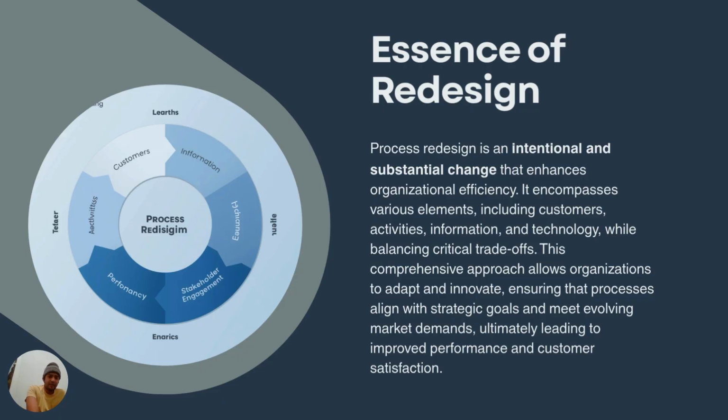I have a diagram here which shows how this works. There's process redesign. You have to consider the customer. You have to then consider the information. You have elements such as technology. Then there's stakeholder engagement, which is the organization. Then there's the environment, and that makes up the six elements.